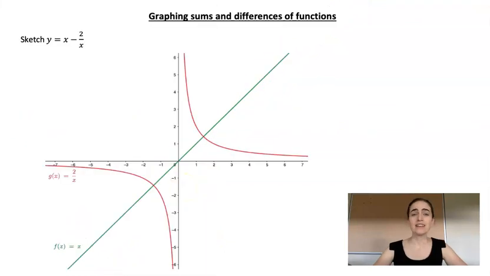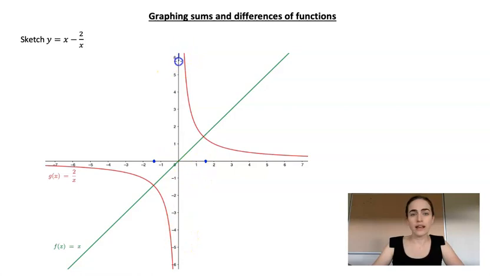Second example, we're going to look at the same two original functions, but this time we're going to find the difference. So we're finding x minus 2 over x. Difference questions, the easiest place to start is still these points of intersection. So if they have the same value and we're subtracting one from the other, that is going to be a 0 in our new function. So here and here we know that our new function, our difference, is passing through the x-axis.